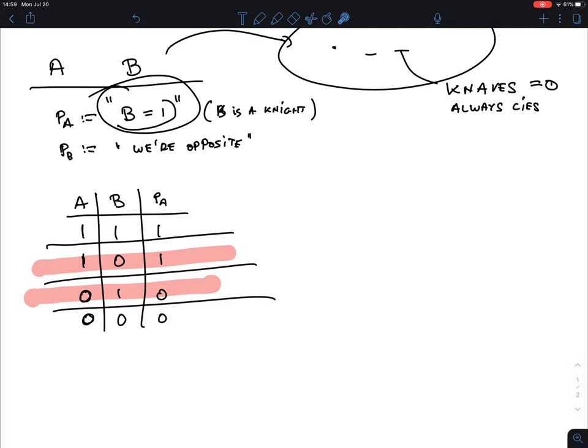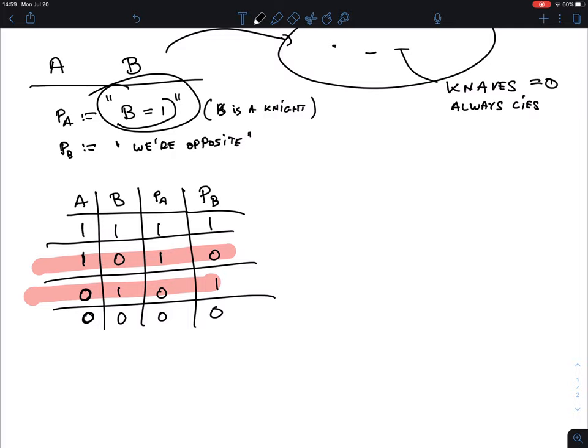But luckily we have more. We have also P of B. So what is P of B? Now, when is P of B true? Well, this is now spoken by B, and it is true if B is a knight, and otherwise it's 0. One more time. This is the statement B makes, and B says the truth if he is a knight. So this is a true statement. And it's false when he's a knave.